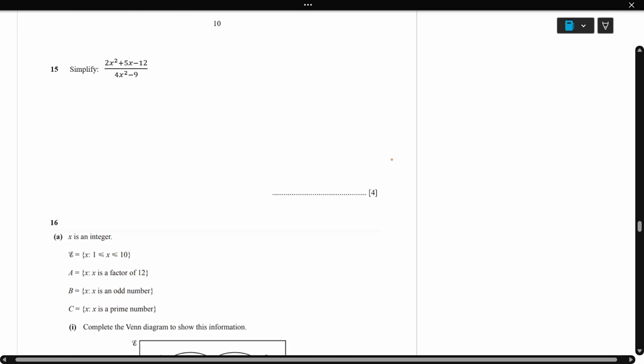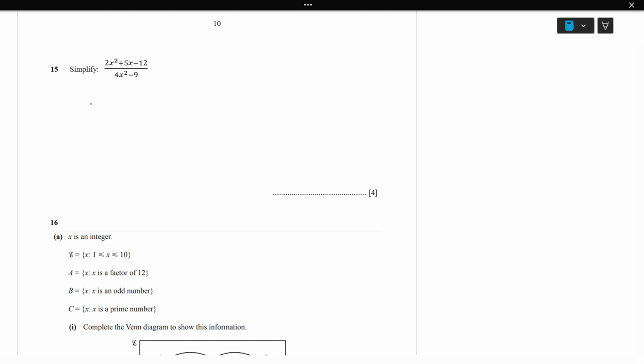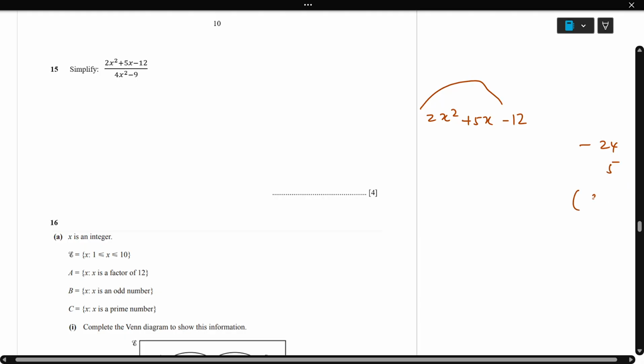Next question 15. Simplify 2x squared plus 5x minus 12 over 4x squared minus 9. First we need to factorize the numerator, 2x squared plus 5x minus 12. When you multiply, the product is going to be negative 24, and the sum is going to be 5. The factors are 8 and 3, and here the positive one is 8, so 8 and negative 3.